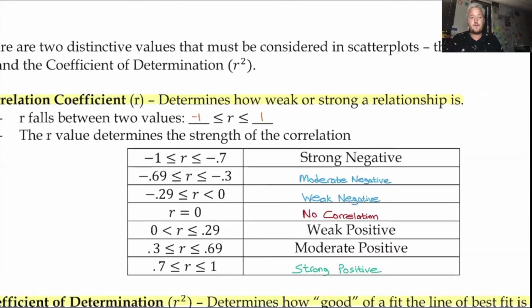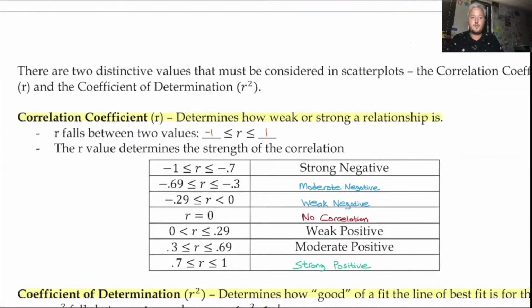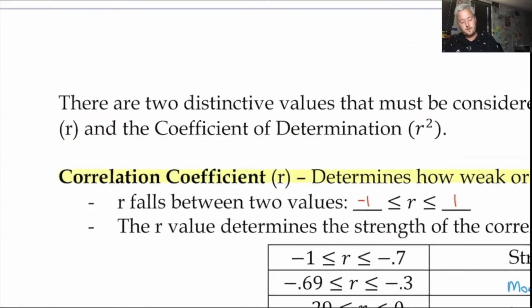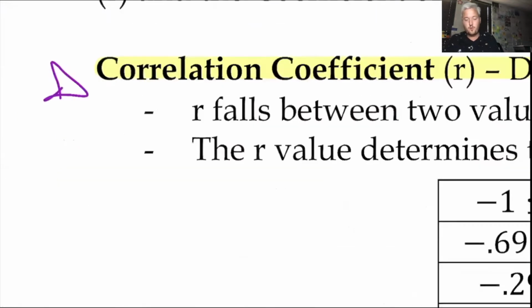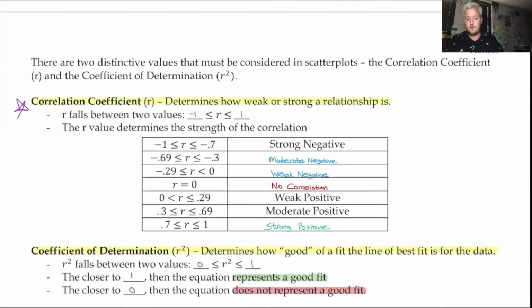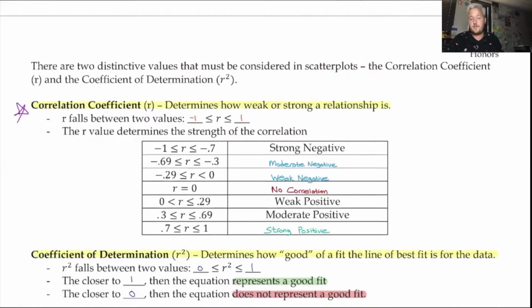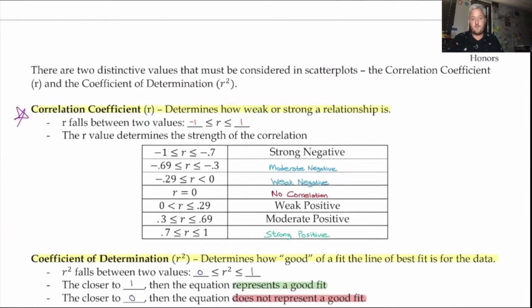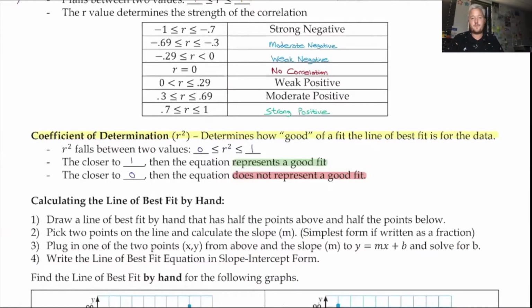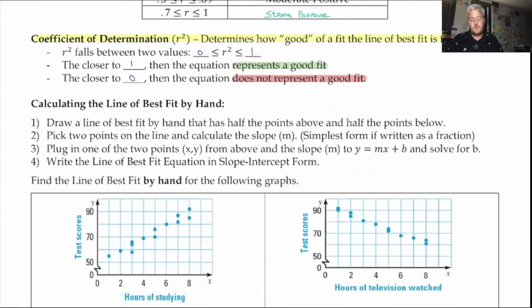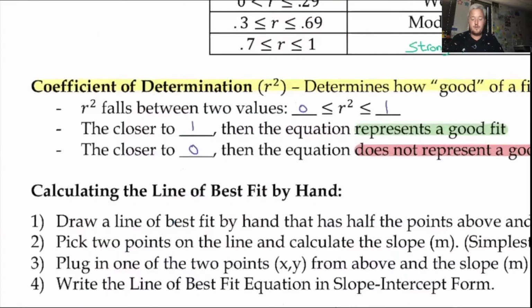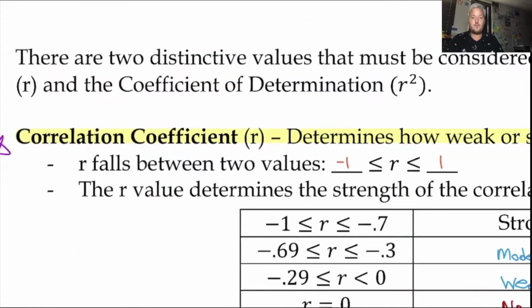So keep in mind your correlation coefficient. This is going to be your more important value. We care more about the correlation coefficient than we do the coefficient of determination. Our coefficient of determination is going to range from 0 to 1, whereas our correlation coefficient ranges from -1 to +1. For the coefficient of determination, we're literally taking our R value and you literally square it.